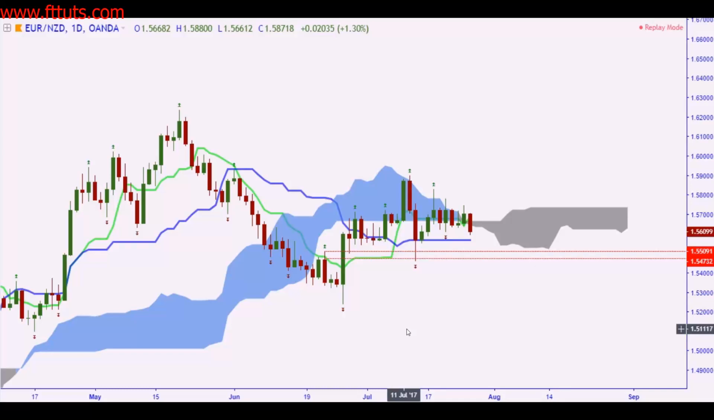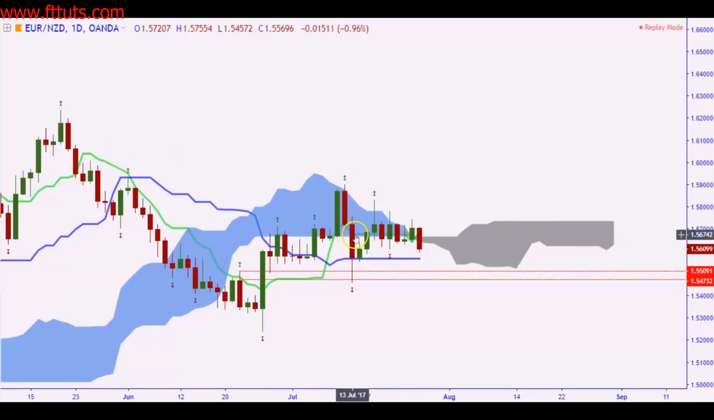I'm going to go backwards and look at this. So when we look at this, you had a TK crossover where the bounce happened. So you had a bullish crossover, so you want to trade to the upside.